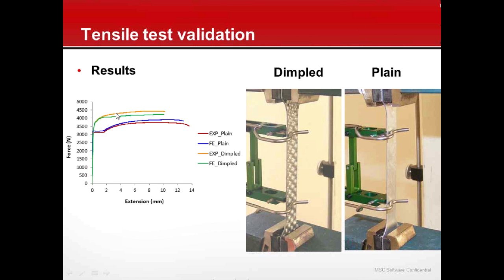If we look at the result we obtained on the left side, we can compare the simulation and the test. The first two curves, the red and the blue, are the results of the simulation and the test for the plain strip. And then the green and the orange are the results for the simulation and the test for the dimple strip. We can see a very good correlation between the simulation and the test, with the maximum difference between them less than 4%.